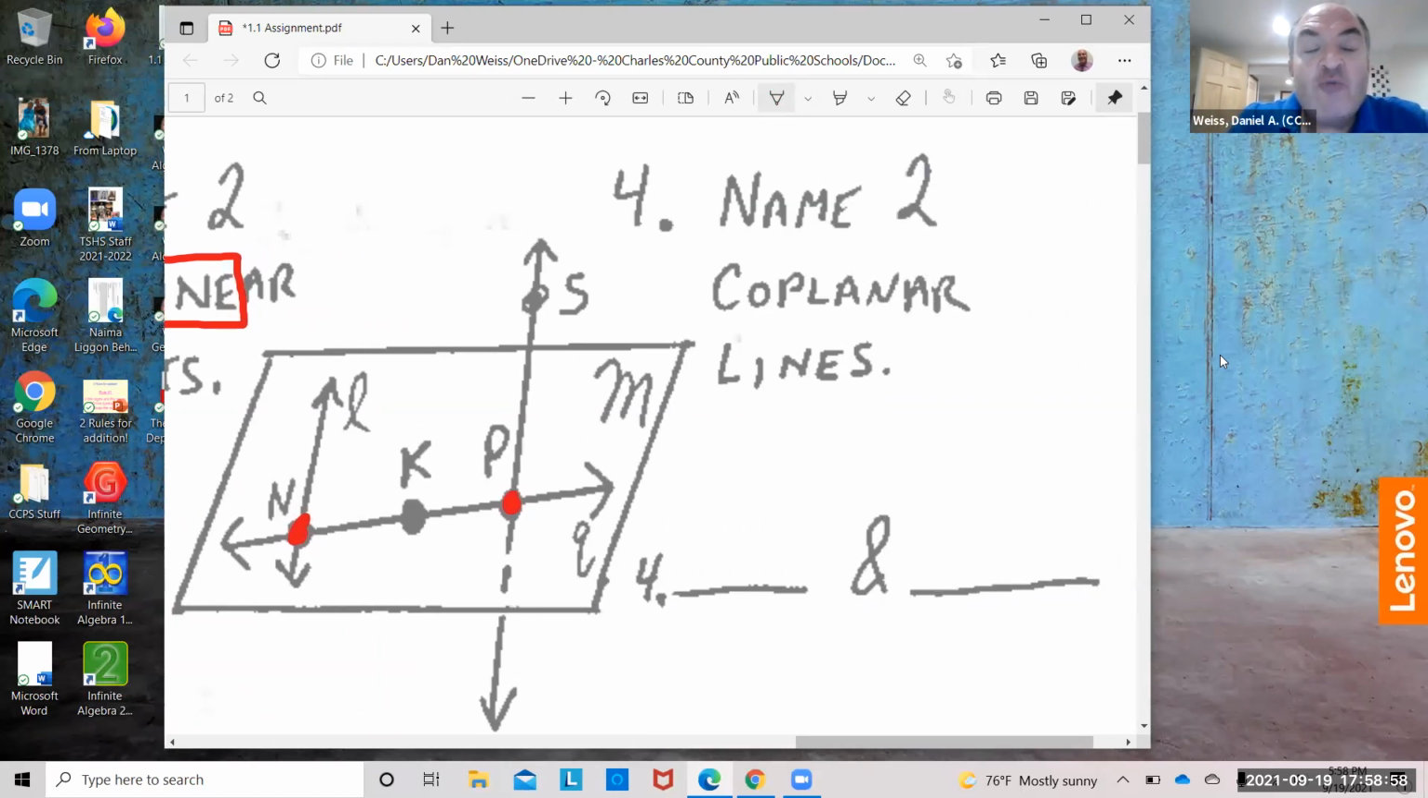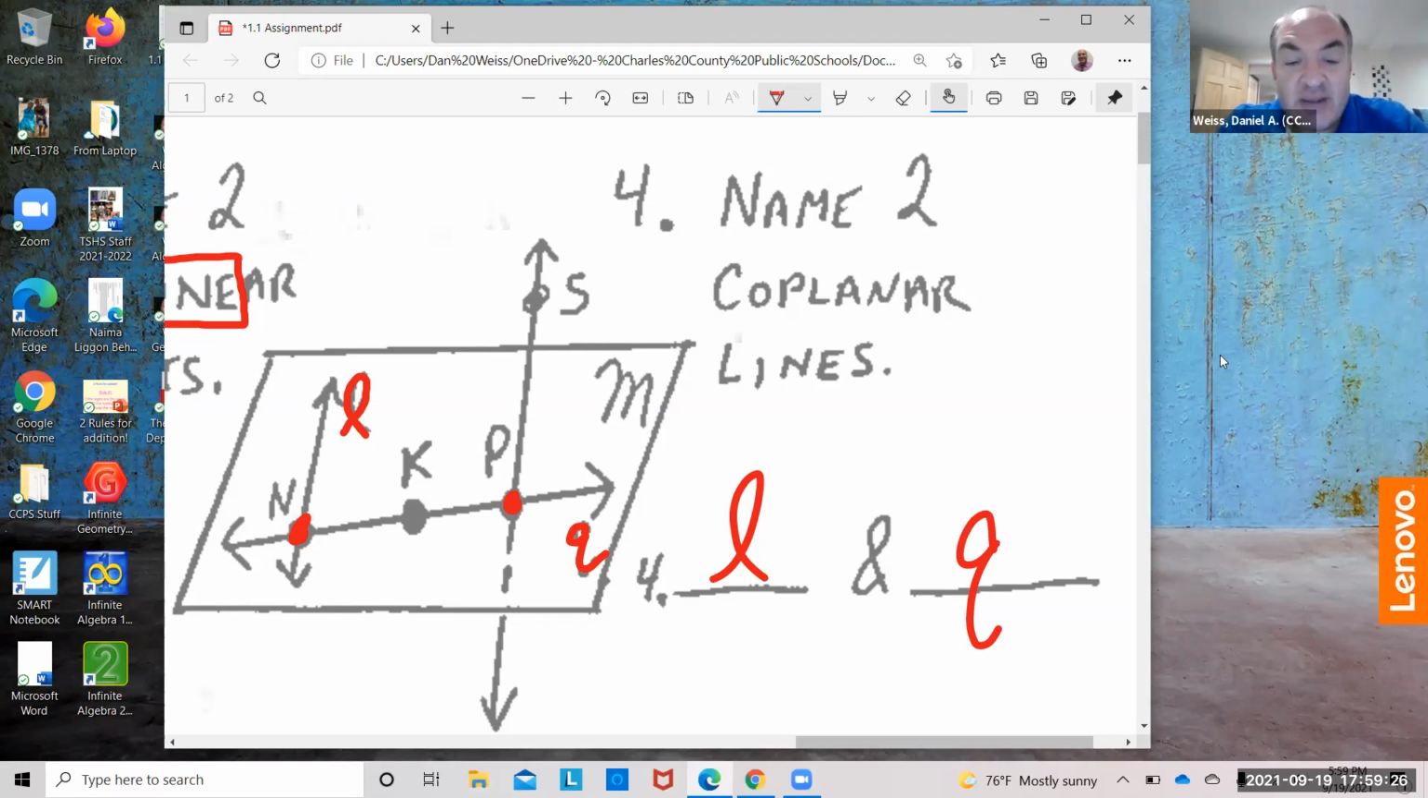Name 2 coplanar lines. Coplanar lines. Now we have a situation where you see this L, line L here. It doesn't have 2 points on it. It only has the point N. So I'm going to call it L. Since I'm calling that L, I'm going to call this guy over here Q. L and Q. Yes, I generally want you to use 2 letters to name a line. In this case, use the script letters, okay? Those are 2 coplanar lines.